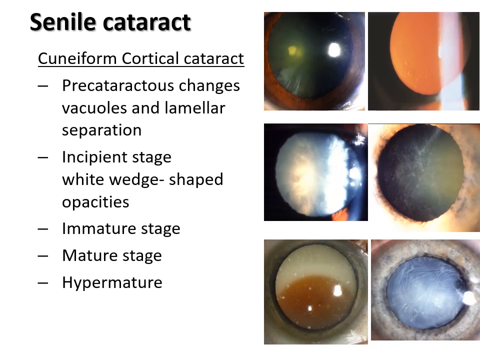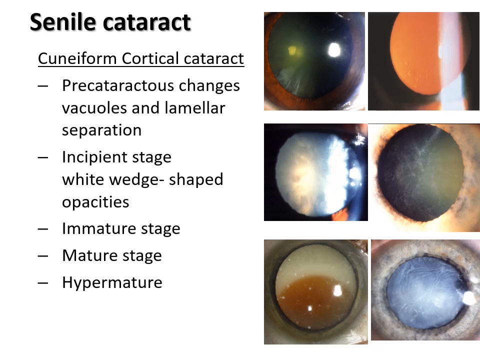The next stage is the mature stage, in which the entire cortex from the capsule to the nucleus becomes opaque and white, and visual acuity is deteriorated to hand movement, and the red reflex is not seen.